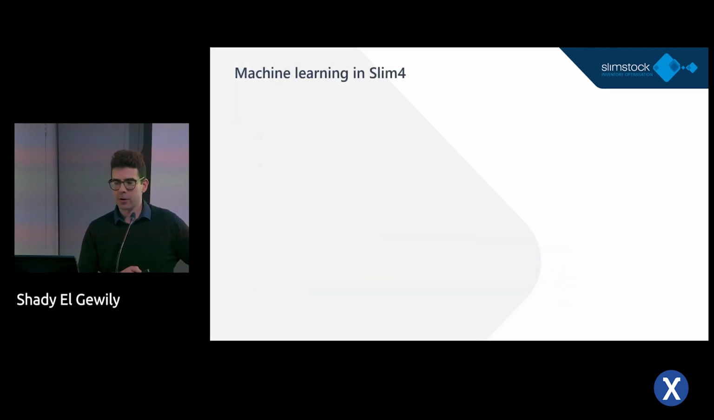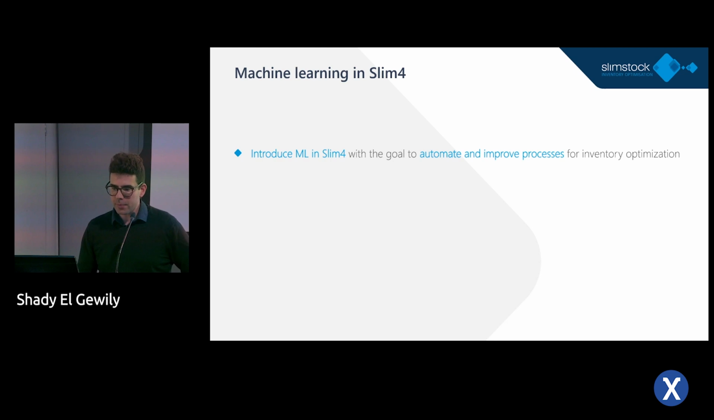So, machine learning in Slim4. Our goal is not to simply bring machine learning just to have it, but we want to use it to automate and improve processes for inventory optimization. There are certain parts of Slim4 that we cannot automate yet, or it would be too time consuming to do manually. And in those areas, machine learning could really help, either by solving the problem outright or by minimizing the manual time that customers need to apply for certain products.